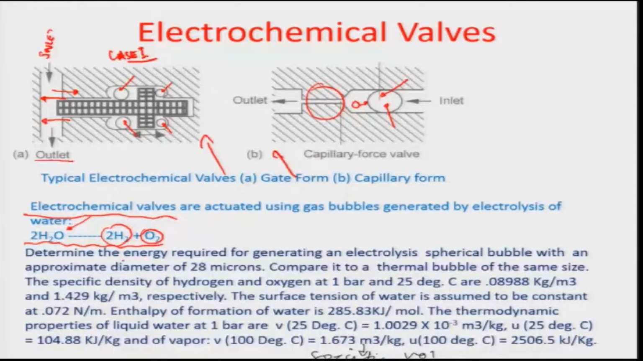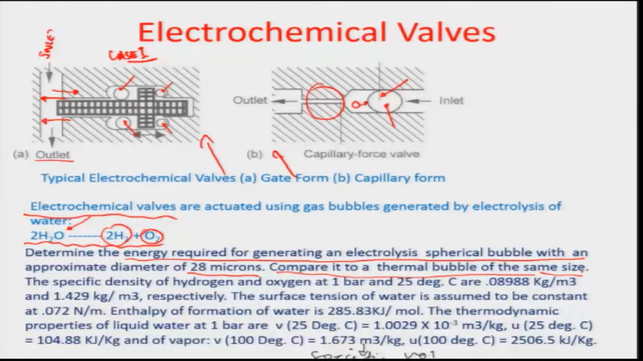So, we would like to determine the energy required for generating an electrolysis driven spherical bubble with an approximate diameter of 28 microns, and we would like to generate this bubble electrochemically and compare it to the amount of thermal bubble effort. So, if supposing there is an equivalent bubble created by just heating and vaporizing, what is going to be the difference in terms of energy in both the cases, in the electrochemical as well as the thermal cases, particularly if the bubble were of the same size.